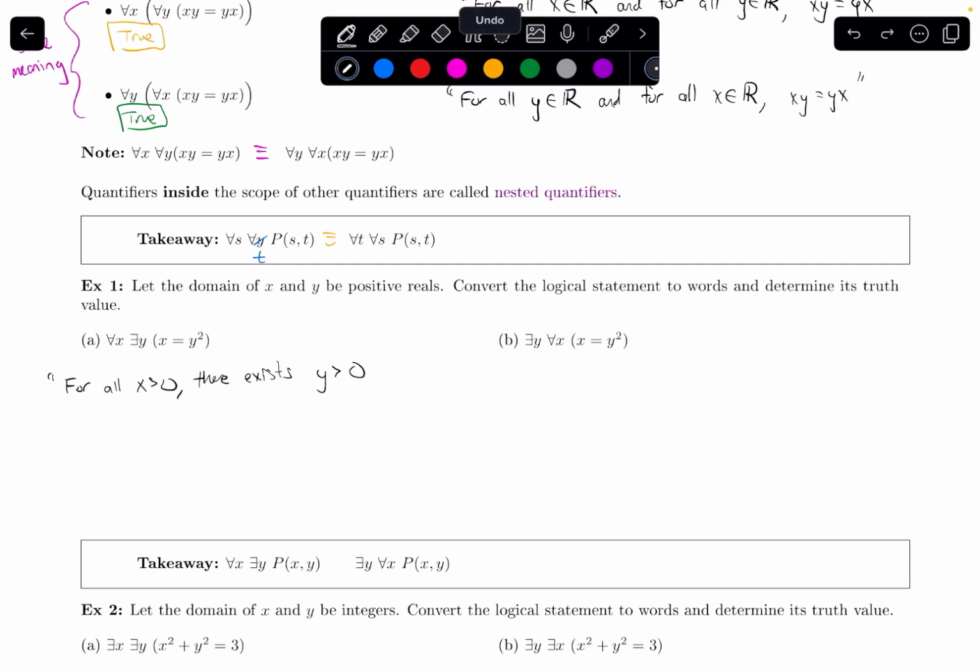I'm going to abbreviate such that by writing s.t. So s.t. is the way we abbreviate such that. Okay, such that x equals y squared. So for all x greater than 0, there exists a y that's also greater than 0, such that x is equal to y squared. Well, that's true. That is a true statement.